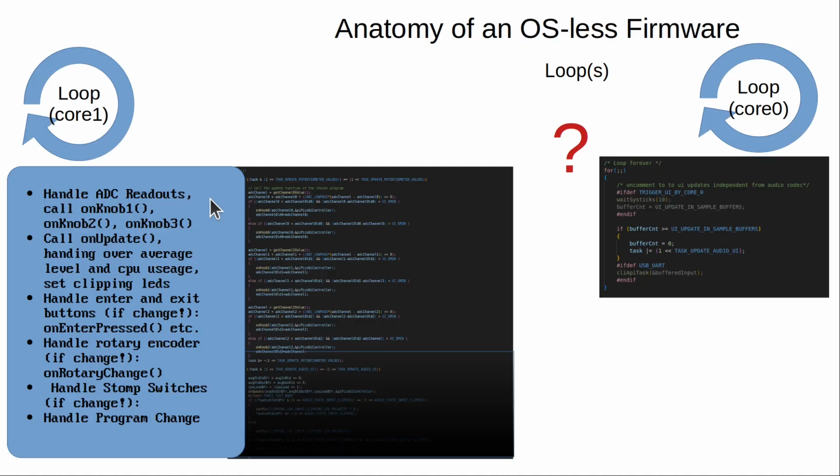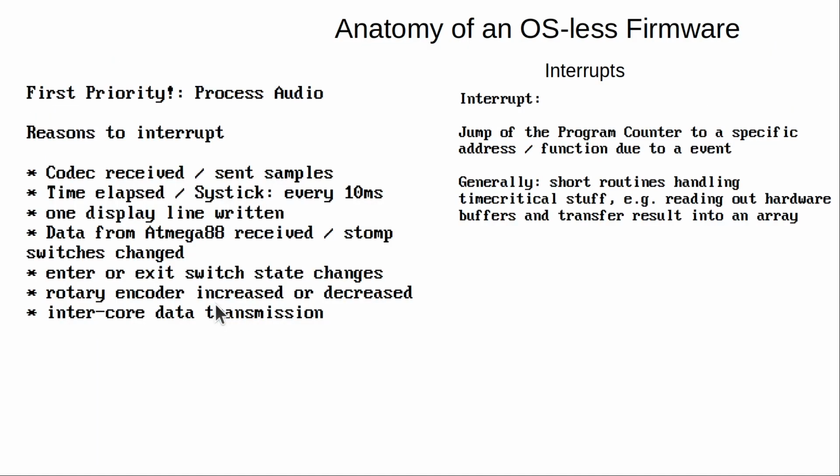If some bits in the task variable are set, some fractions of code are executed. Depending on the bit set, different methods are called, effectively propagating hardware changes to the application layer. If the knobs have changed, for example, on knob is called, if update audio UI is set, on update is called, etc. Update audio UI would be set within the core 0 loop, but we still don't know how this might ever happen. The answer to this is interrupt.